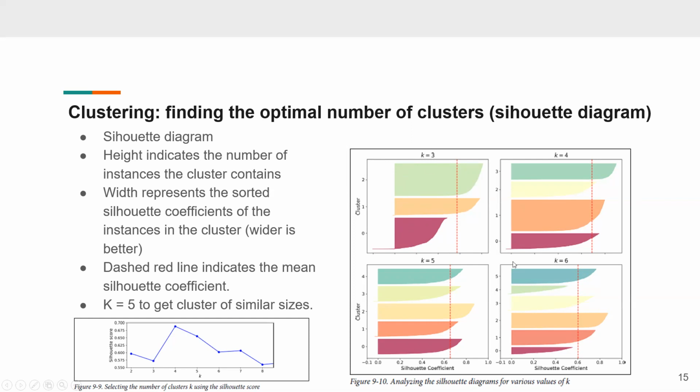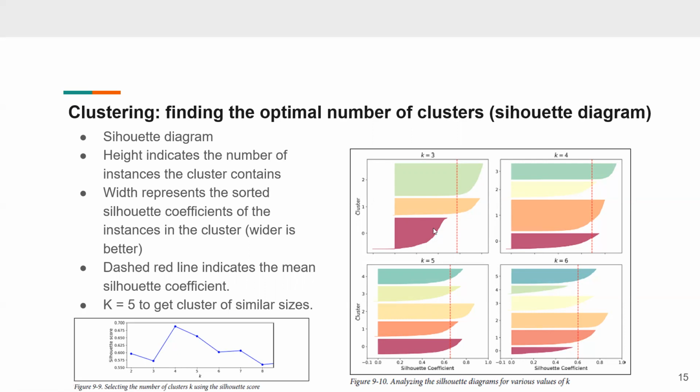So just conceptually, you find that some of these are wider than this one, right? So that might be better. The dashed red line indicates the mean Silhouette coefficient. We hope that the width of the clusters extends to the right side of the red line. So if it's on the left, it's less than ideal. On the right, it might work. Some of them on the left are less than ideal.